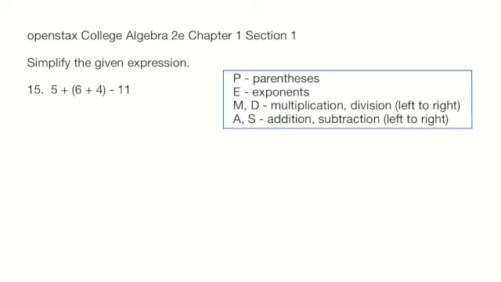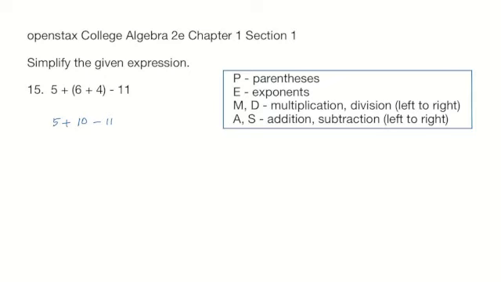Okay, so we have 6 plus 4 in the parentheses, and we'll need to take care of that first. So we have 5 plus, and then 6 plus 4 is 10, and then we have minus 11.